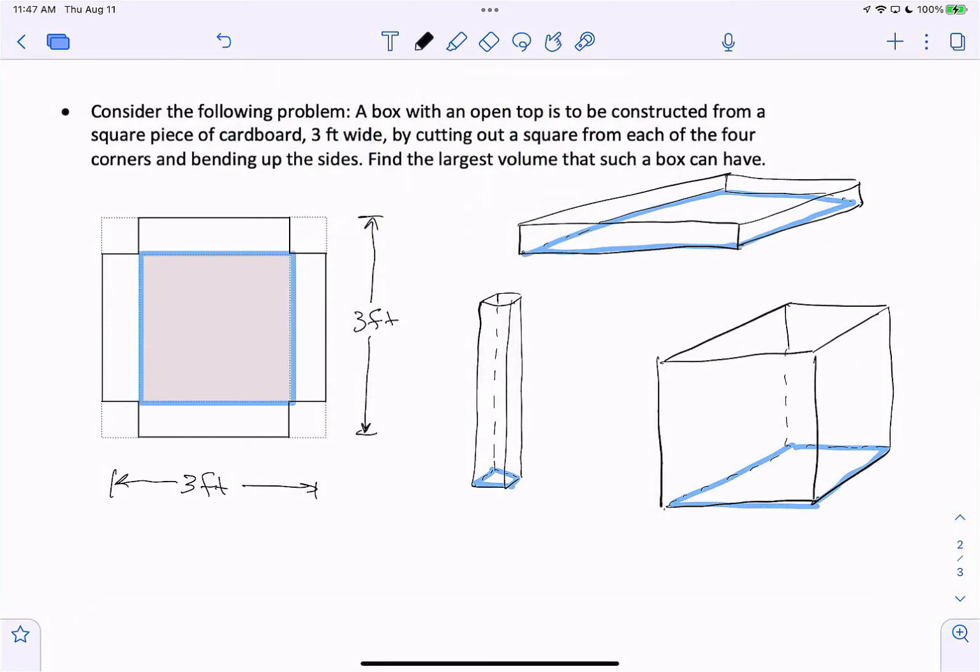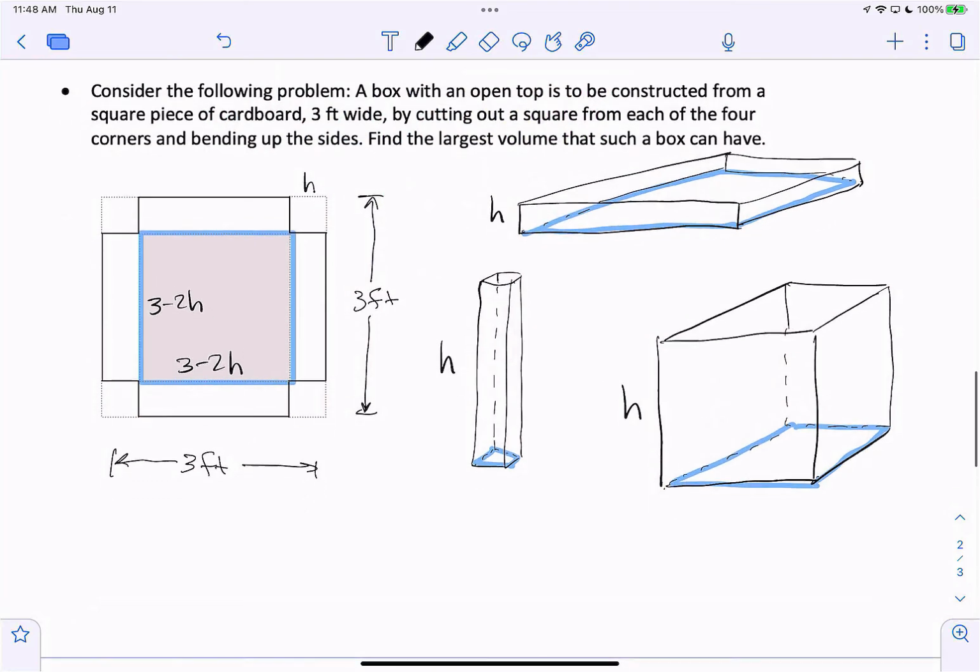Furthermore, in each of these cases, the height is the same as the length of one side of the squares of the corners that we're cutting out. Now I've called them height. I guess I'll leave it as h. Okay. So what is an expression that gives me the length of one side of the square base? 3 feet minus h minus h. So this is 3 minus 2h by 3 minus 2h.